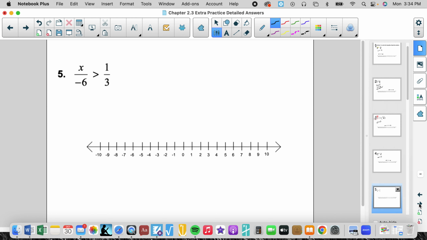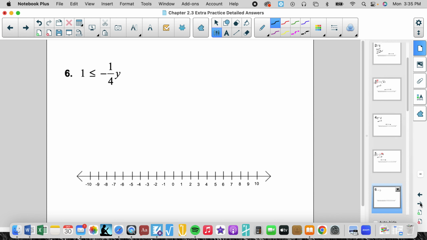Number 5, the reciprocal is -6, and that leaves us with x. We multiply both sides by a negative, so we have to flip it. 3 is in the denominator, 6 is in the numerator, and we get -2 again. This time, open circle over -2 because it's not equal to, and we're going to go less than. So if we can cross cancel or reduce that, we're going to do it every time.